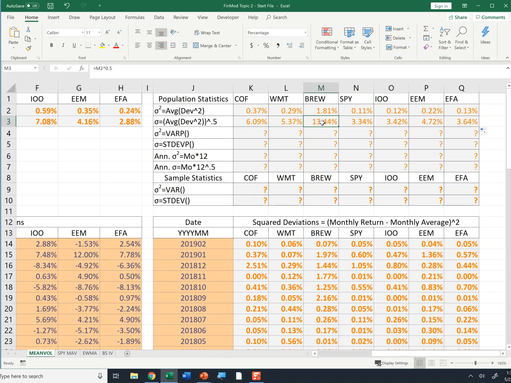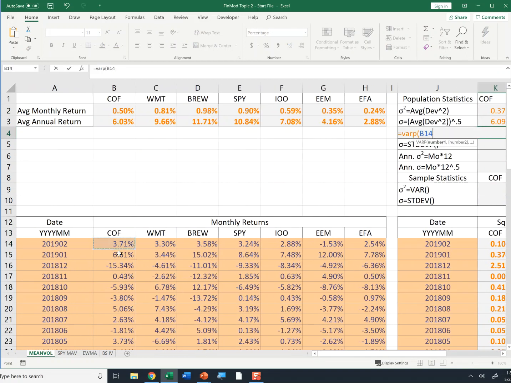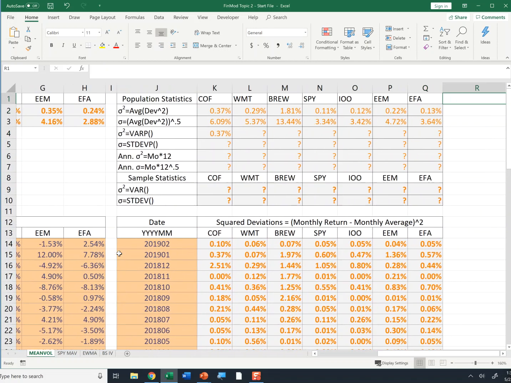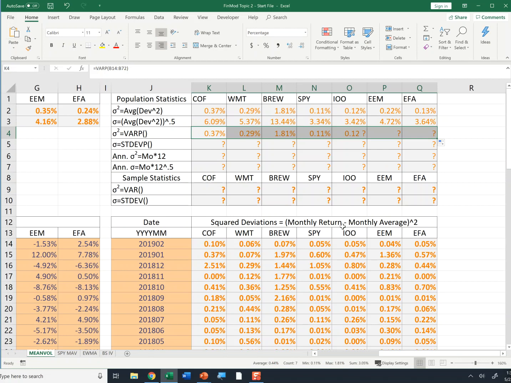Now, I don't need to actually do this math to calculate squared deviations. Excel has a nice little tool. If I just use equals VARP, and I go to the original returns, Control Shift down, and just take the variance of Capital One's returns, I get 0.37. I can copy that across, so I could have done a shortcut. I didn't actually need to do all this area right here.